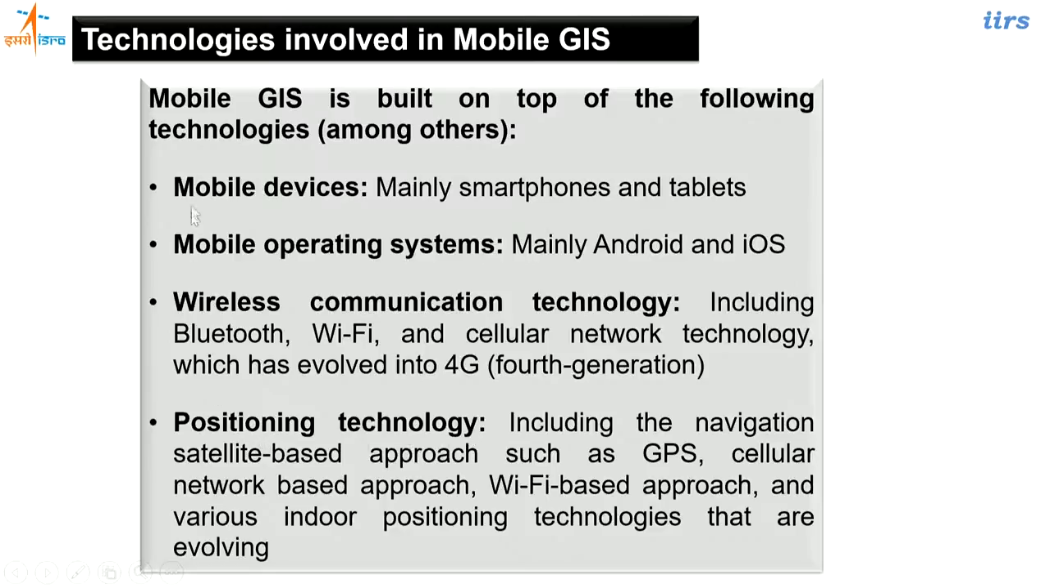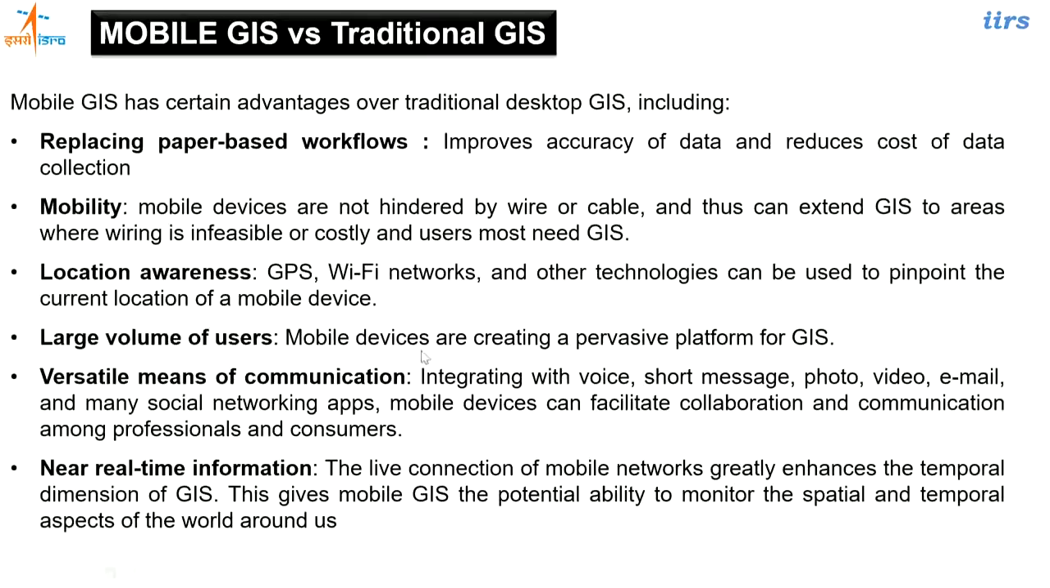Others are optional. Like the mobile device, I should have an operating system in it, wireless communication, and positioning technology. It can be GPS, NavIC, cellular based network, a Wi-Fi based approach is also there, and various indoor positioning technologies are also evolving. So these can all be taken care of with this mobile GIS based solution. These are some of the technologies which are built into this mobile application.